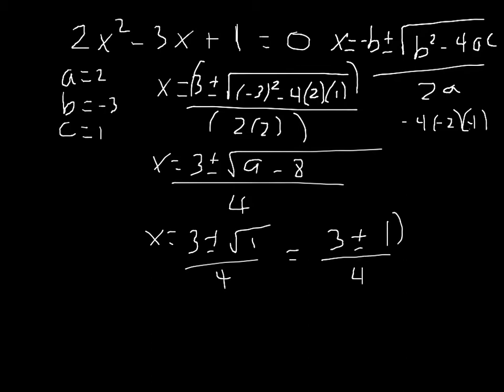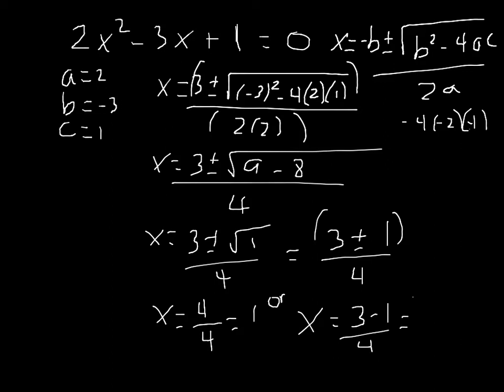Again, you don't complete that division until you complete the numerator down to one number. So we have two options here: 3 plus 1, which is 4, divided by 4 to get one of the solutions, or the x-intercepts, which is going to be 1. And the other solution is 3 minus 1 divided by 4, which is 2 divided by 4, which reduces to 1/2.